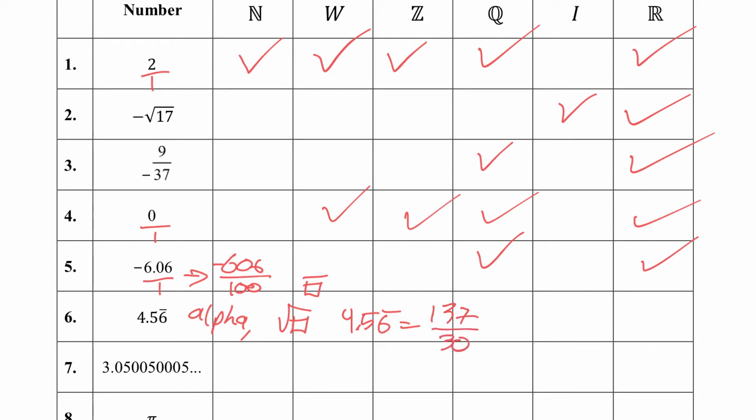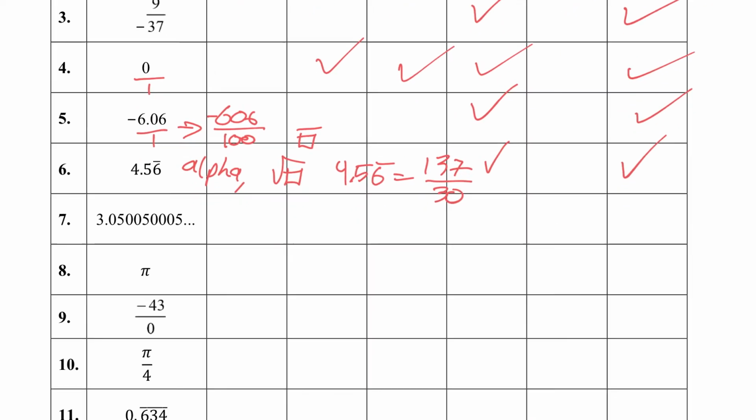Now, if you don't have the Mr. Peters approved calculator, you can check 137 divided by 30 will give 4.56 repeating. And so that's a neat little trick. You can use your calculator to actually figure out what fraction gives a repeating decimal. And so it is a rational number, which makes it also real. Now let's look at the next set here.